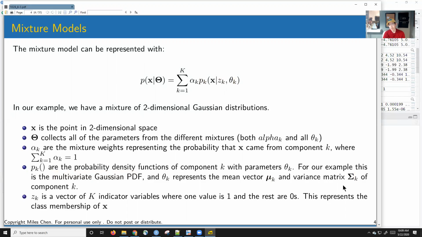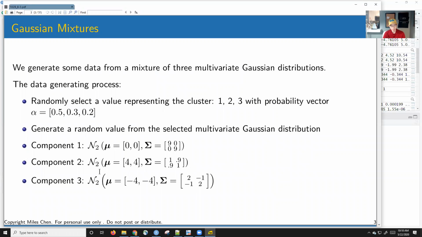Okay, but if you wanted to have a mixture of, say, some other distribution, you can do that, and your P sub k's would be different probability density or probability mass functions, and then your theta sub k would be whatever parameters are needed to define that particular distribution. So this is a generic representation, but for us, we're doing a mixture of multivariate Gaussians.